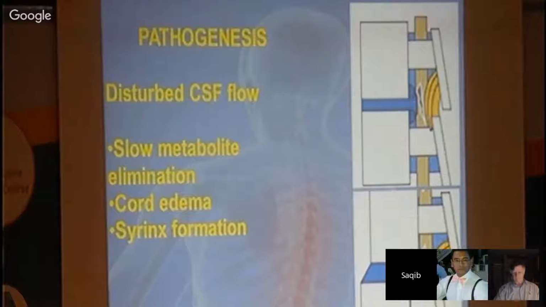Nowadays it's very modern to put CSF in everything. So we also have a CSF contribution: slow metabolite elimination. I was talking about that yesterday for the brain. Many people see that also in the spinal cord: slow metabolite elimination, cord edema, and syrinx formation. That's something that we know.